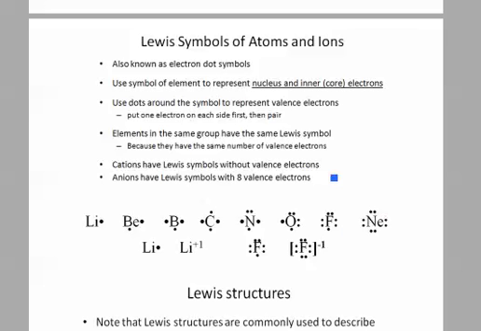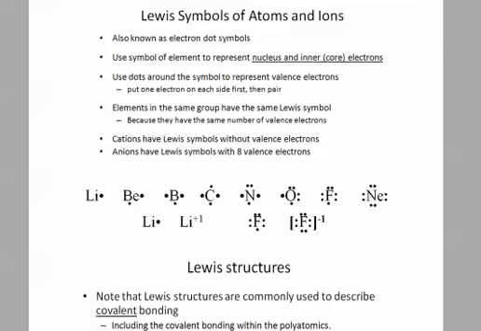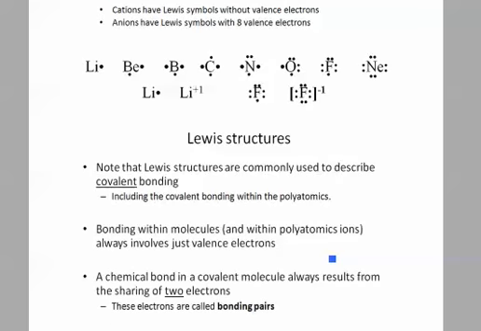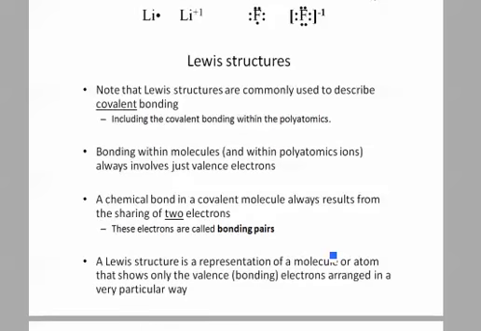Okay, and these Lewis symbols really introduce some insight into how these different nonmetals bind. And so he introduced this idea of Lewis structures to represent the covalent bonding, that is, in terms of the sharing of pairs of electrons. And so he says that bonding within molecules, that is, the forces that hold atoms together to form molecules, always just involves the valence electrons. Okay, and so a chemical covalent bond results from the sharing of 2 of these valence electrons. Okay, we call these bonding pairs.